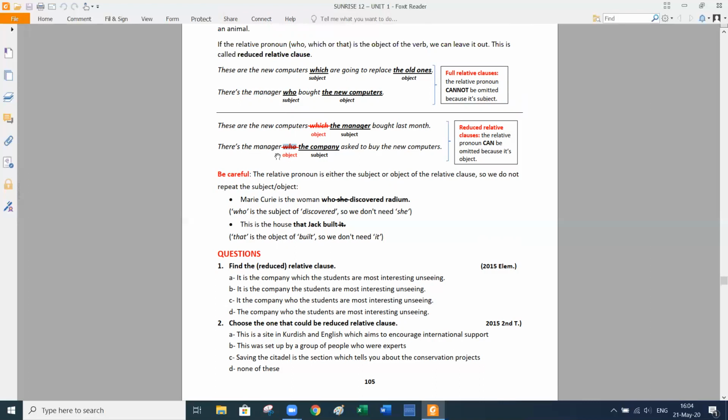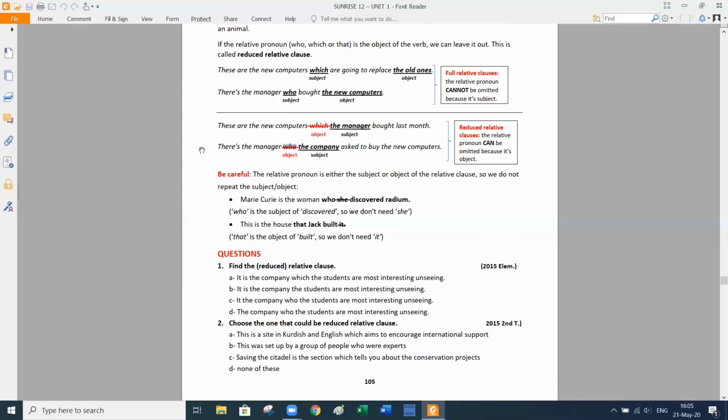There is the manager. The company asked to buy the new computers. So the verb ask has an object. The company asked whom? So the answer is the object. The company asked the manager. So the manager is the object. And who refers to the manager, namely the object.